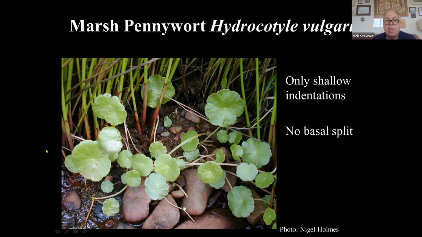Just for comparison, this is the common native marsh pennywort. It doesn't have a basal split and the leaf stalk comes right up into the middle of the leaf with a round leaf around it. And the indentations around the leaf are much shallower.